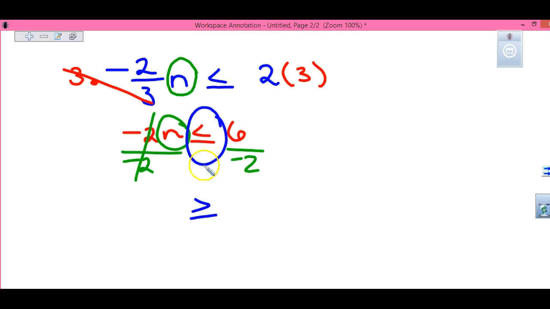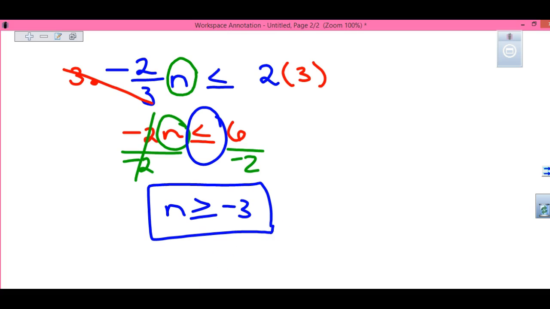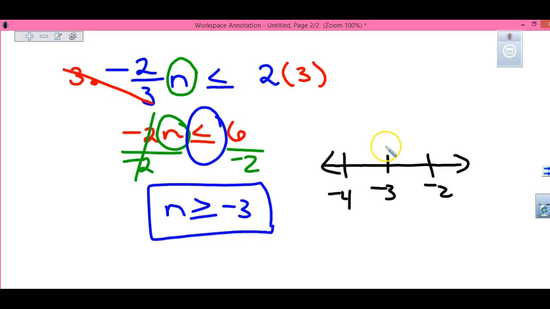Now, this same problem, -2/3 n is less than or equal to 6, can also be worked out another way. When we're multiplying times a fraction, the inverse operation is division. When we divide by a fraction, we have to multiply times the reciprocal. So we multiply times the reciprocal, -3 over 2, that's the reciprocal of -2/3. We're using the multiplicative inverse property. What you do to one side, you do to the other. This means n is greater than or equal.